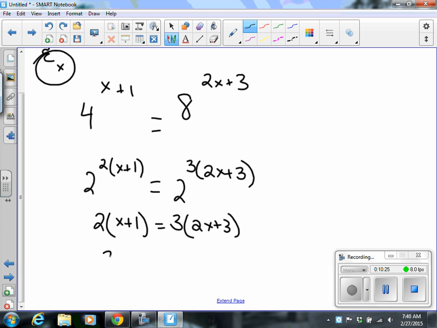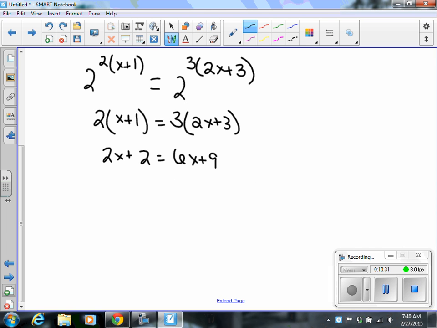Okay, I'm going to distribute. 2x plus 2 equals 6x plus 9. I'm going to move that 2x over, so 2 equals 4x plus 9. Move the 9 over, negative 7 equals 4x. Therefore, x has to equal negative 7 over 4.